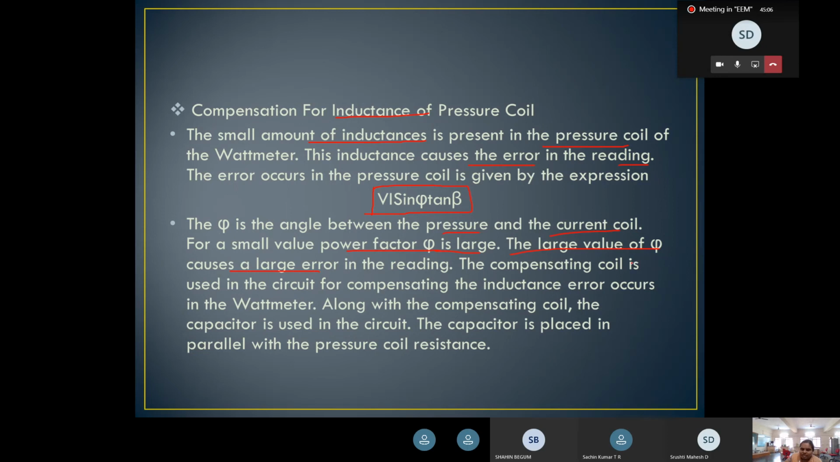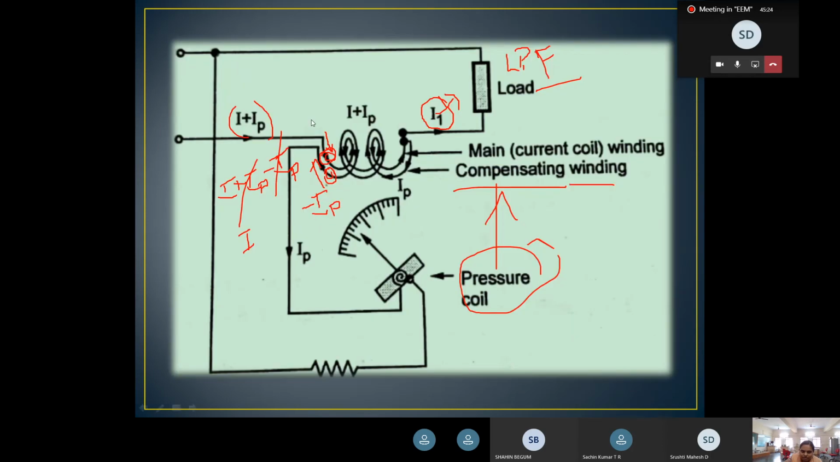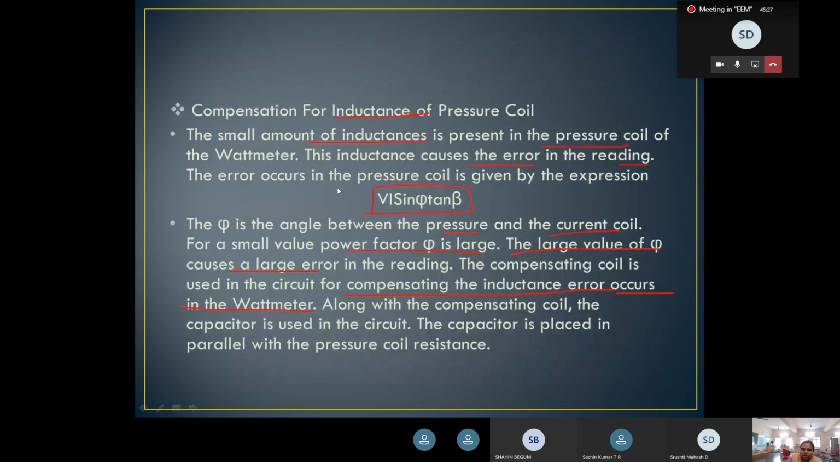The compensating coil is used in the circuit for compensating the inductance error that occurs in the wattmeter. The compensating coil is going to be used. Along with the compensating coil, which we learnt in the previous class, the capacitor is used in the circuit. Then if I use the capacitor, what is going to happen? The capacitor is placed in parallel with the pressure coil resistance.